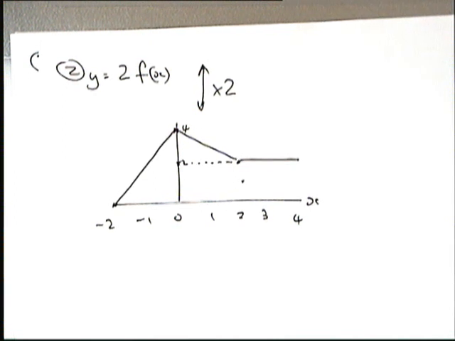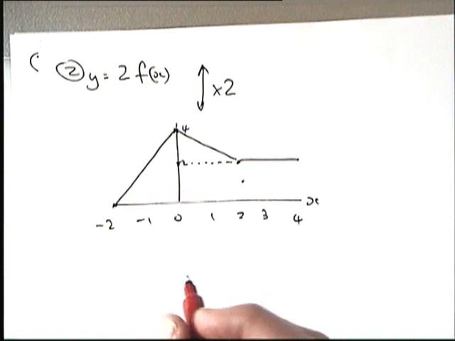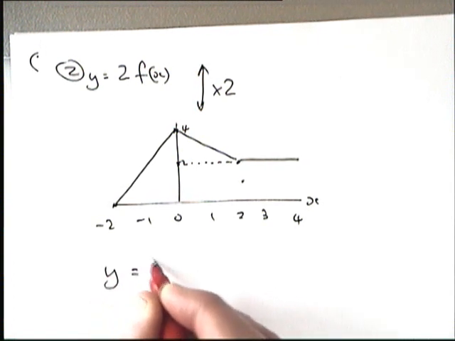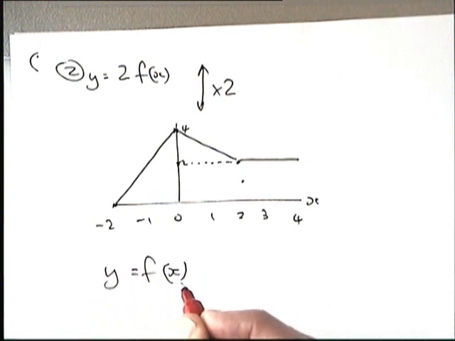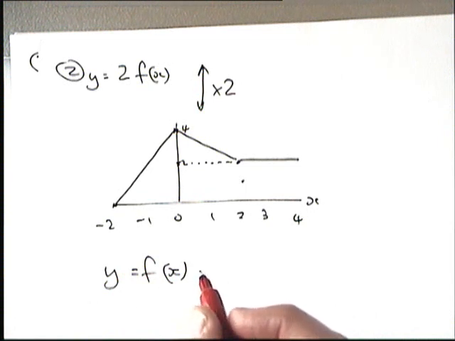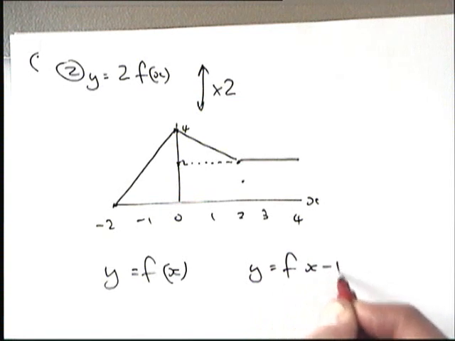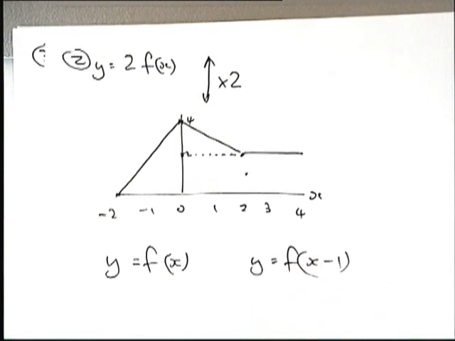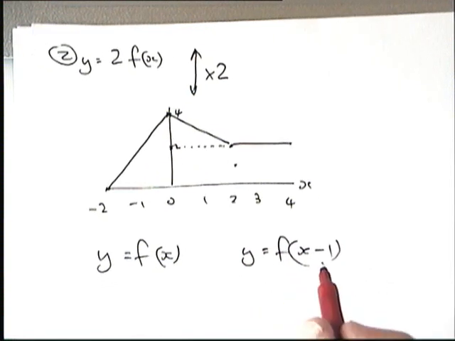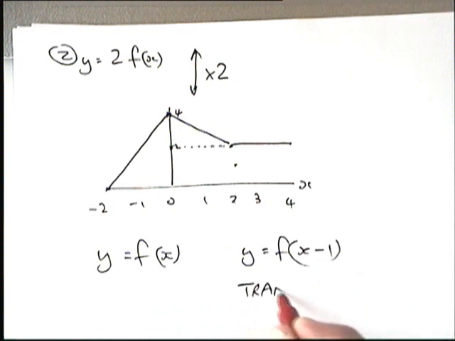Part B of the question says, describe the transformation which maps y equals f of x, which is the starting one shown to us on the exam paper, to the graph of y equals f of x minus 1. Just one of the things you need to learn: if it's a minus number here, that is going to be a translation.